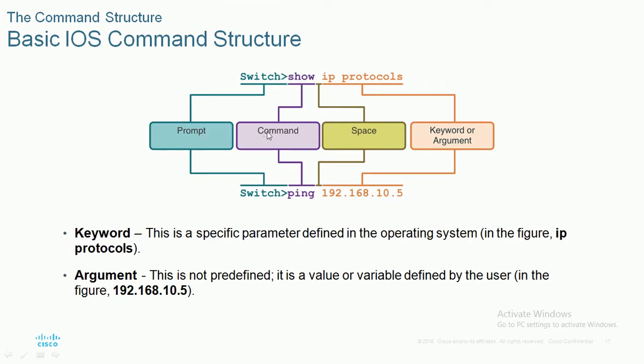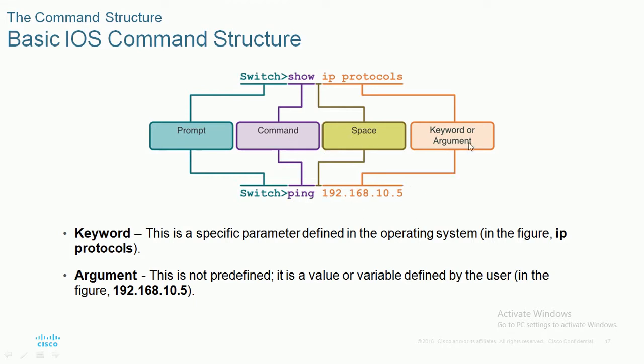After the command we have given one space. For every command we need to give a space. And IP space protocols is a keyword. After the command we need to give the keyword or argument. There is one more command here: switch ping 192.168.10.5. Switch greater than symbol is the prompt. Ping is the command. After that we need to give a space, and after that a keyword.